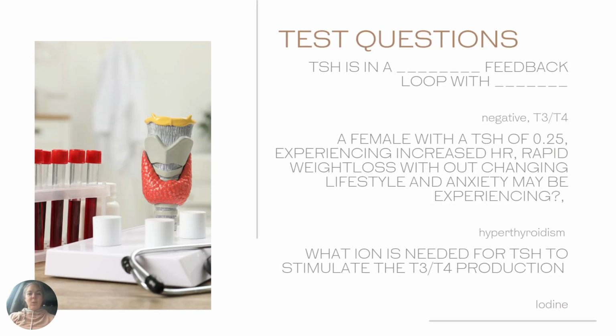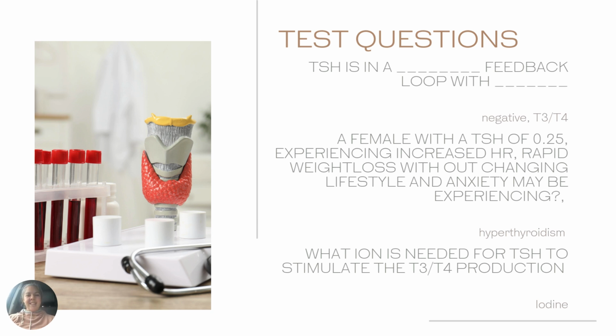So some fun questions that I have are kind of like fill in the blanks. The first one is: TSH is in a blank feedback loop with blank. The answer would be TSH is in a negative feedback loop with T3 and T4. You can also add TRH in that as well.